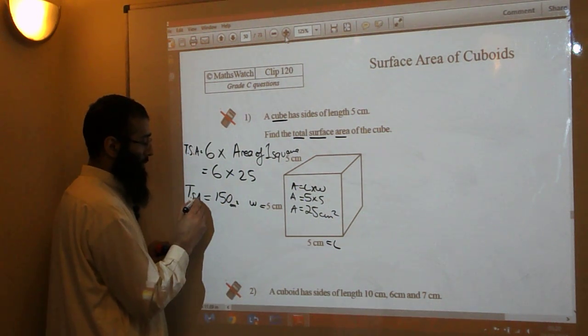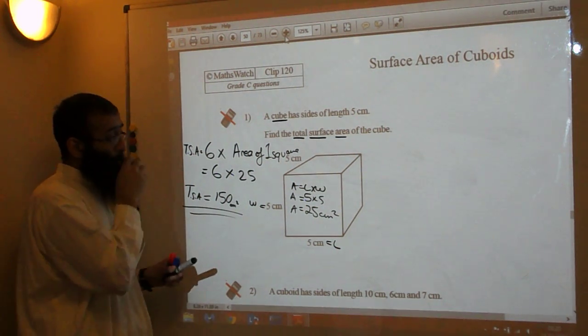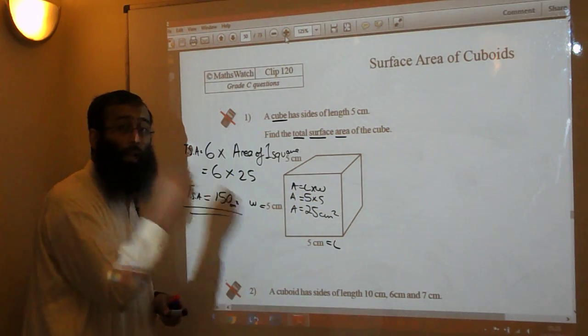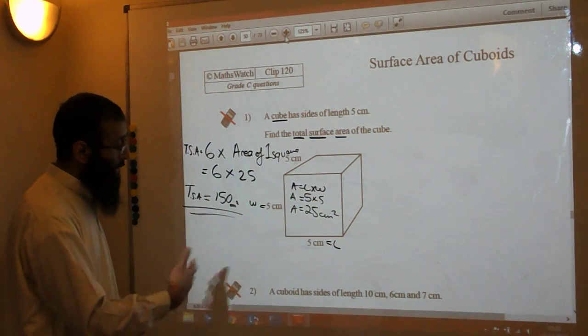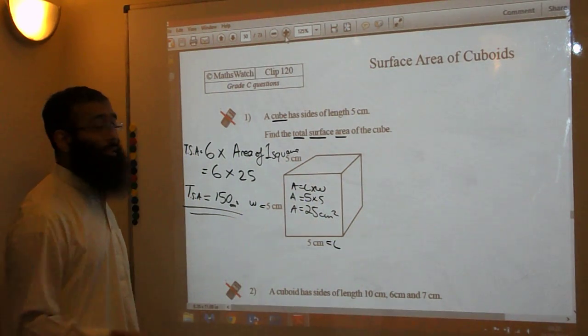Total surface area. Okay, so we started off with this particular example to show you that for a cube, that's the easiest example we can have in terms of surface area. Now we're going to move on to other cuboids where we have rectangles on some of the faces.